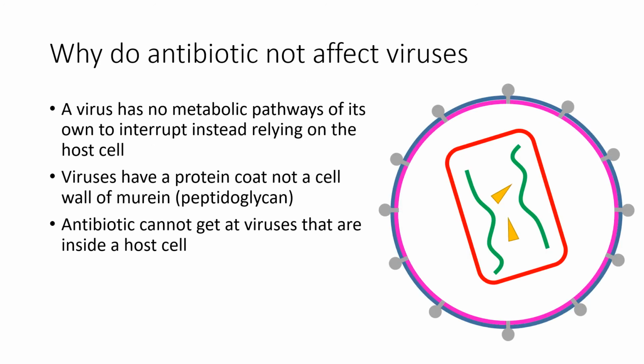Now, the reason it doesn't work on viruses is a little more complicated than you might think. Yes, viruses are found inside a host cell. Because they're found inside a host cell, the chemical antibiotic floating through the blood does not reach them. It goes a step further than that. Viruses don't have a cell wall made of murein, which is the substance that is targeted and basically compromised by an antibiotic. They have a protein coat around their outside surface, so antibiotics don't affect them for that reason too.